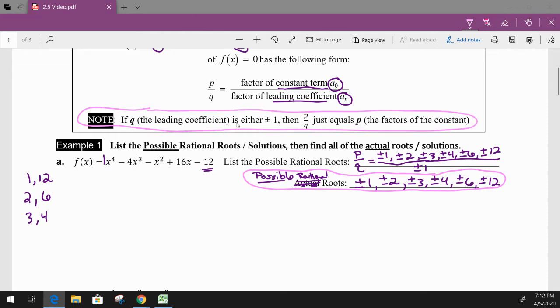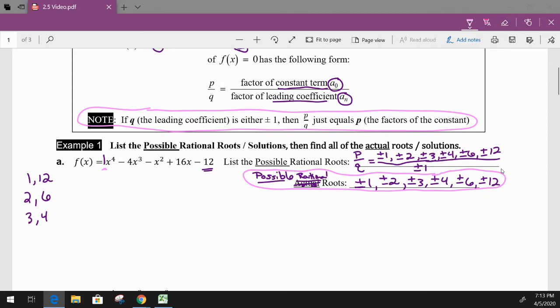that if the Q, your leading coefficient, is either positive or negative one, then when you take P divided by Q, it's just going to equal P, which represents the factors of the constant. So again, whenever your leading coefficient is one, you really don't even need to divide by positive or negative one because it's just going to equal what you started with.